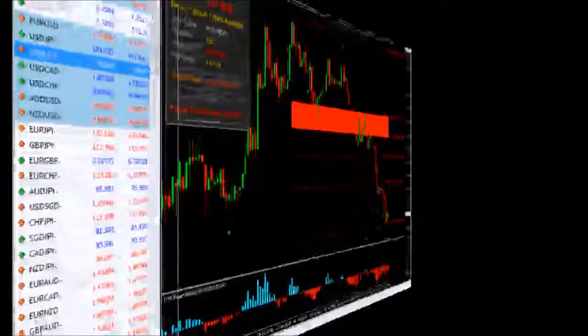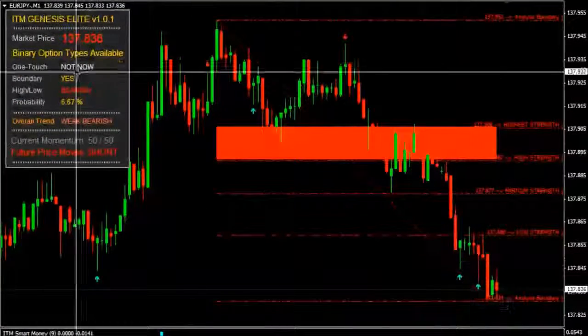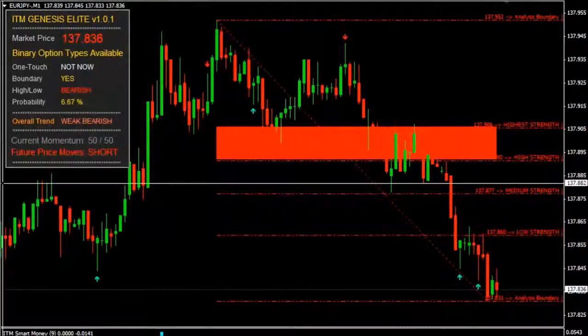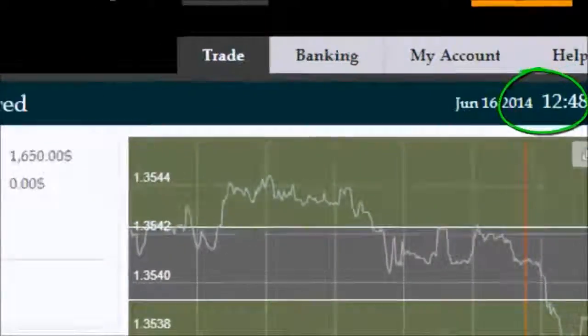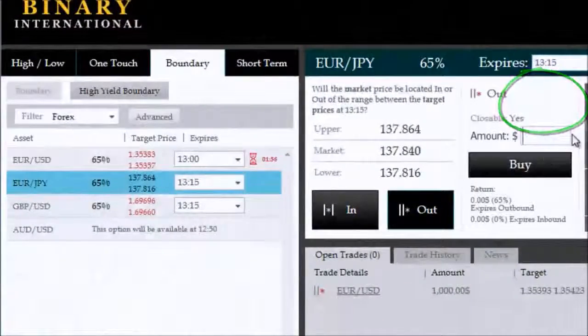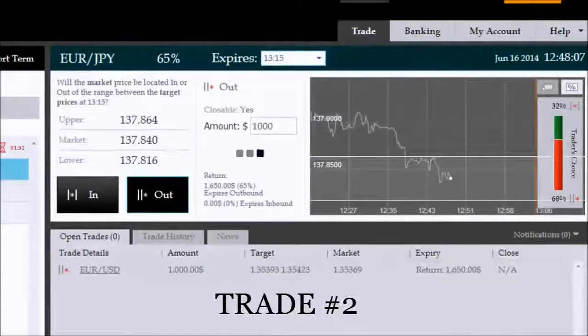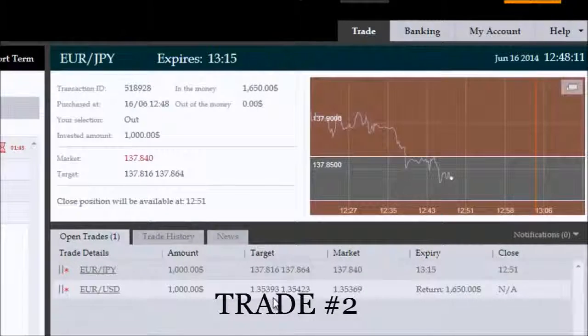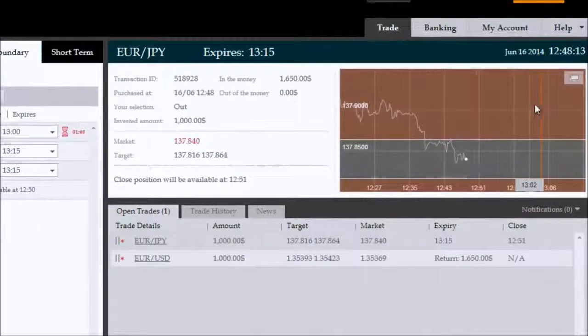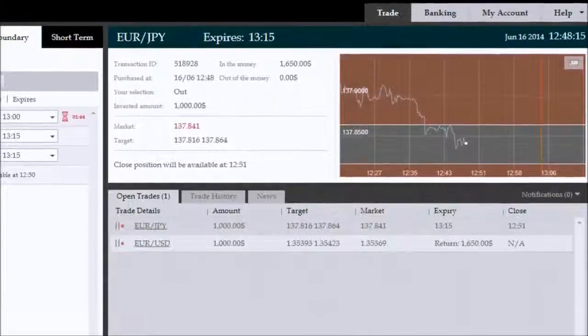All right, 3 minutes later from the last trade's expiry, and we're now looking at a Euro Japanese Yen boundary opportunity. 6.67% probability of price staying inside this current boundary, which is of course very low. Therefore, the logical choice is to go for an outside boundary trade on the Euro Japanese Yen, this to expire at 13:15 GMT, roughly half an hour from now.